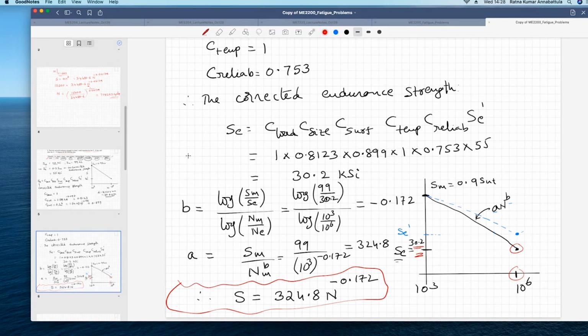Okay. All right. So with that, I've shown you how to draw the SN diagram from the SUT, both for steel and aluminum. And then we have also looked at how we take into account these correction factors while calculating the parameters for the SN diagram and drawing the SN diagram. So I think this should have given you some understanding about how we draw the estimated SN diagram.